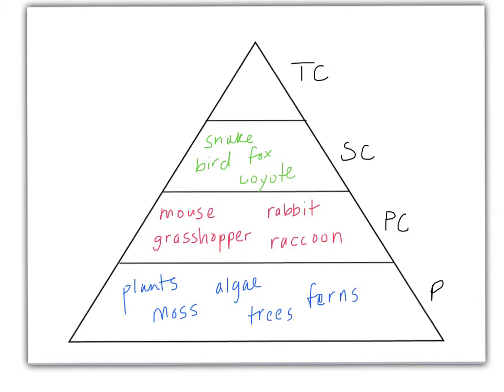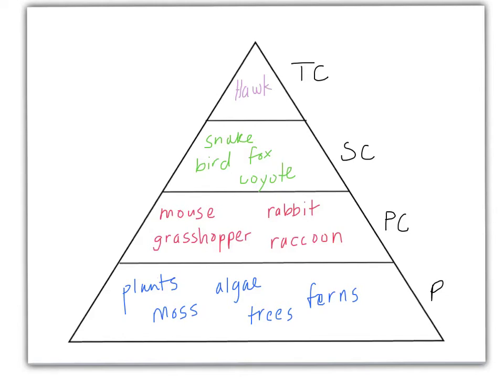Okay, and then our last level up, those tertiary consumers, anything that eats a secondary consumer. There aren't as many of these, remember. They're a little bit harder to come by, but what might eat a snake or a bird or a fox or a coyote? We're going to go with our old standby, the hawk. Okay, so this is kind of a review of what you know about energy pyramids already. Now let's add in some new information.